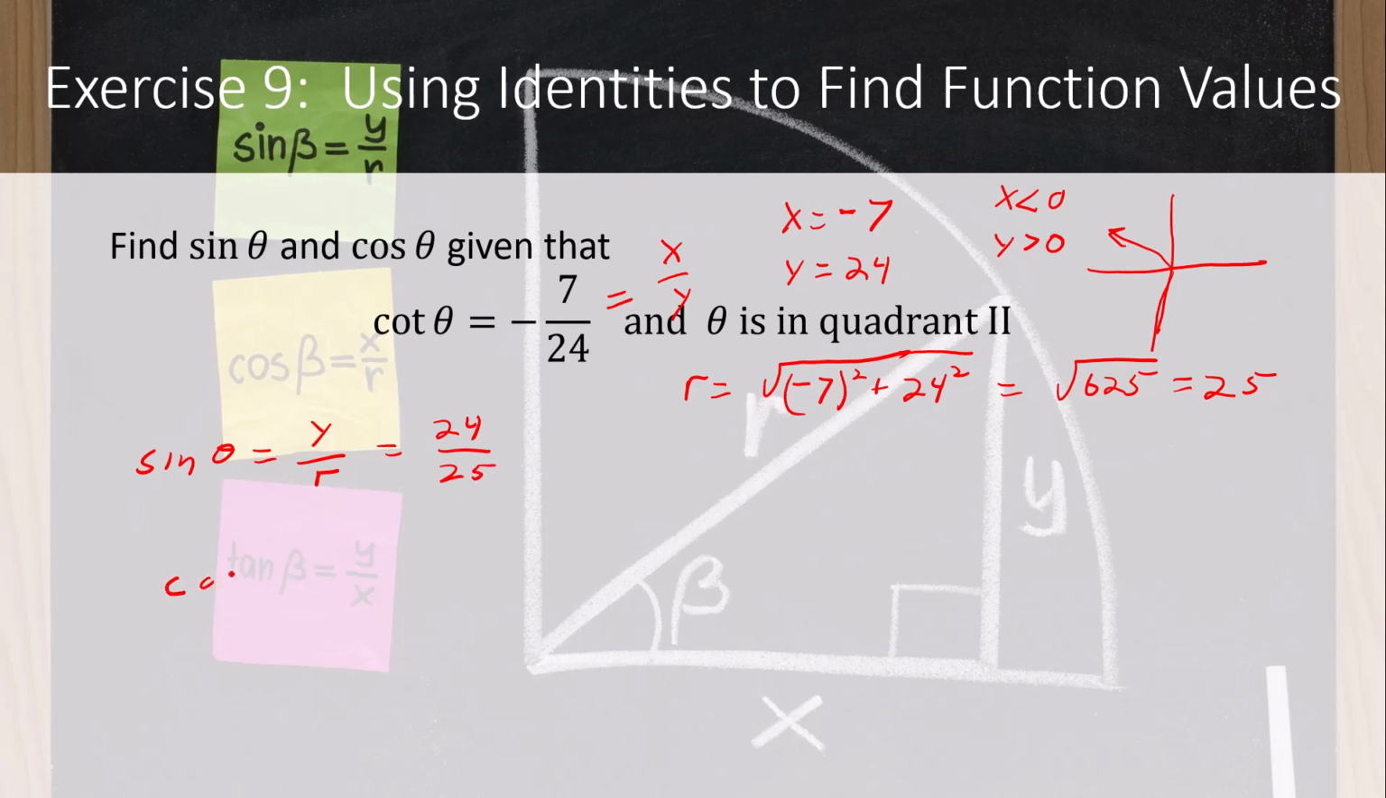Cosine of theta is going to be equal to x over r. What is x? X is negative 7. R is 25. And there's nothing to simplify because none of these fractions actually have common factors in the numerator and denominator. So we are pretty much done. This will be our answer for sine. This will be our answer for cosine.